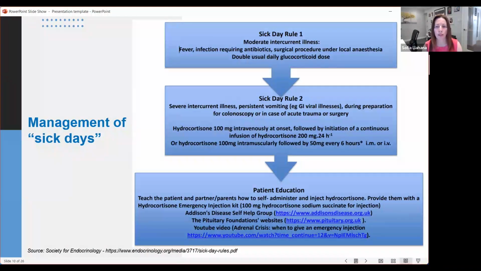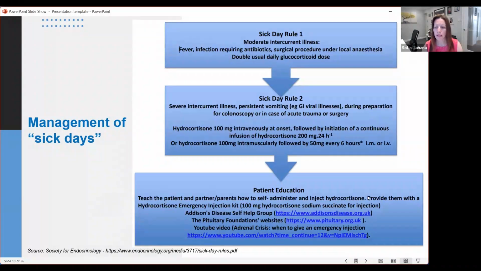Similarly, any situation such as very high fever, very unwell, or situations where you can't keep your food down, so vomiting, or during a preparation for endoscopy or colonoscopy. So anything basically that is related to I cannot take my tablets, I cannot keep my tablets down, requires an injection of hydrocortisone. And that is really important to be administered very promptly, as soon as the symptoms kick in, at symptom onset.